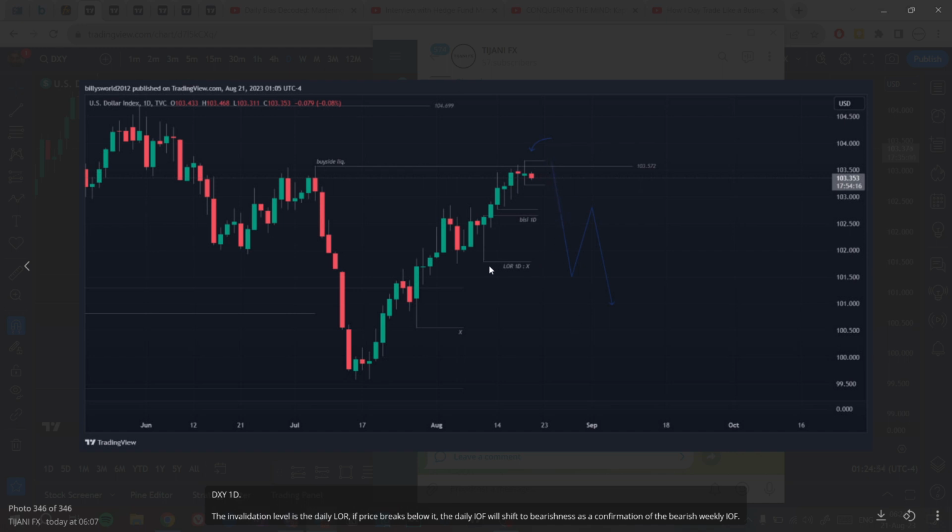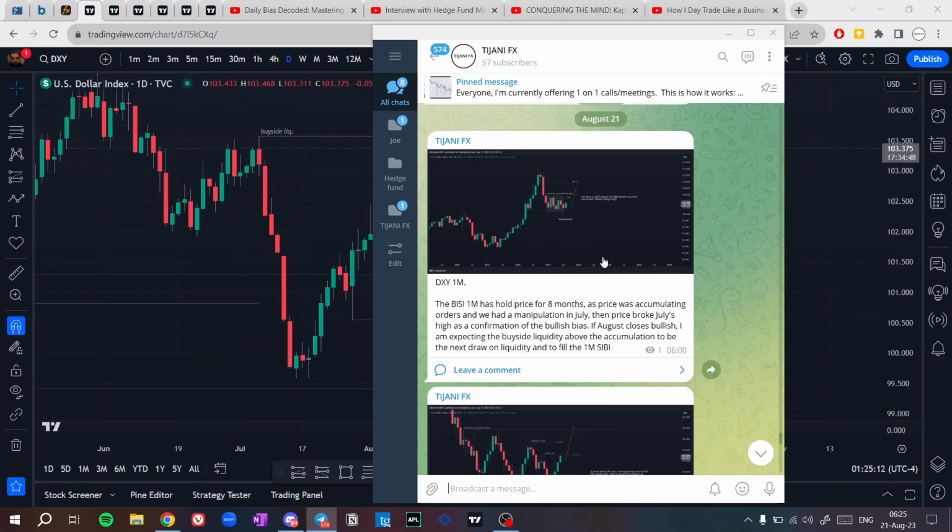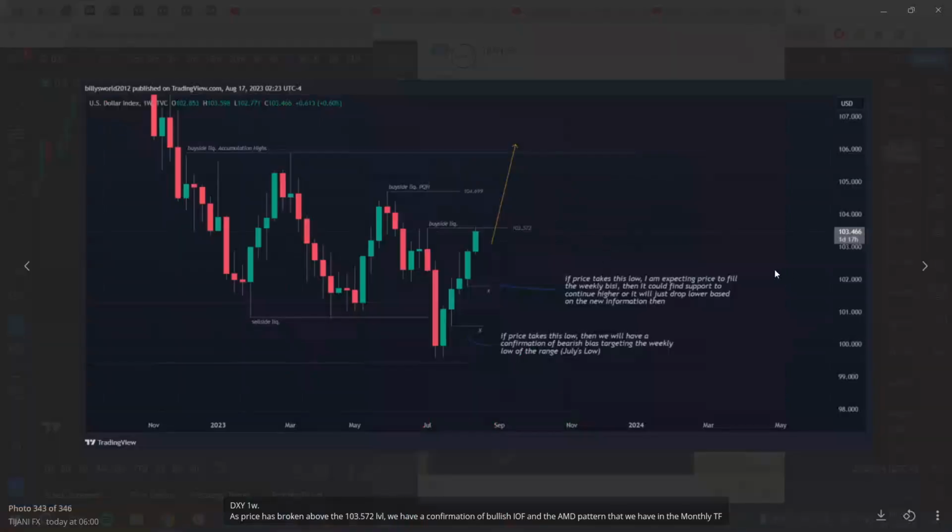But if price breaks this low here, I'm expecting bearishness. I'm not going to marry my bias. Or, let's just continue buying, and we have a new range where this is the low and this is the high. We could have that. As I said, we're going to be waiting for new information, whether it will drop lower or continue higher, based on the new information here on the weekly BC.